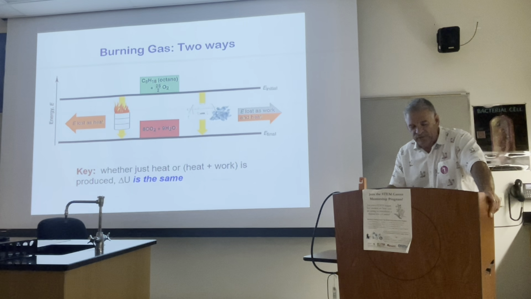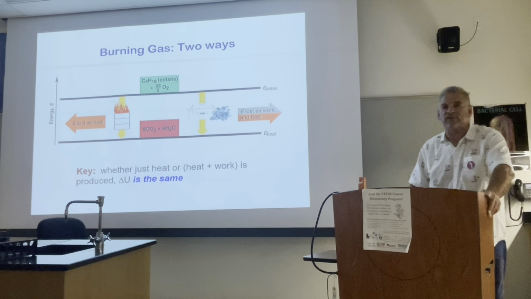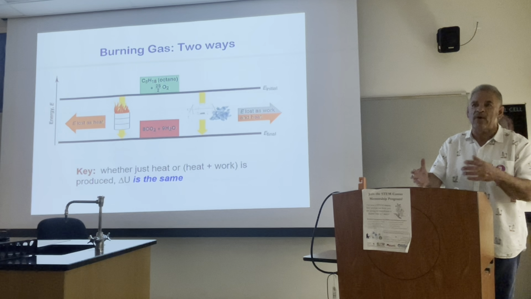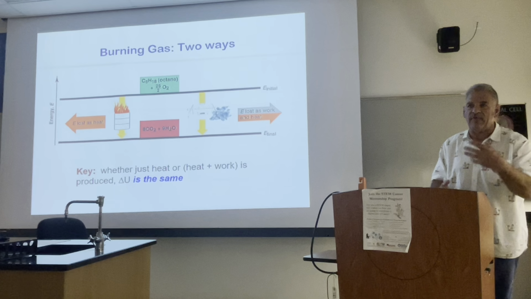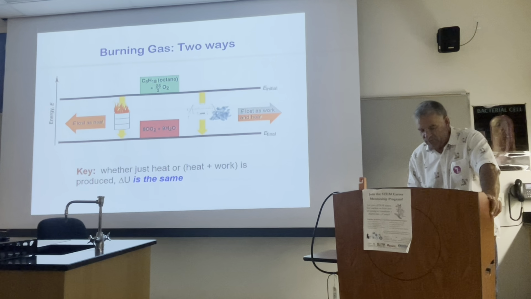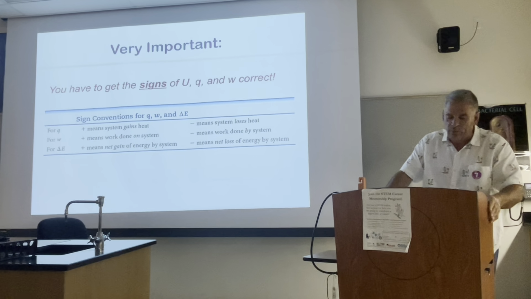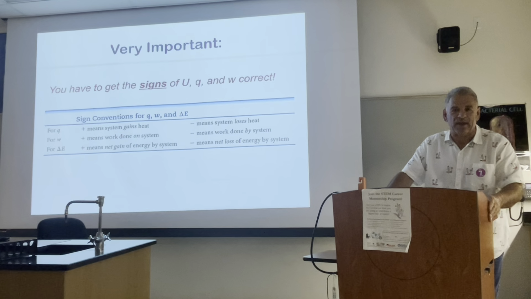So the key is whether just heat or heat and work is produced, delta U is the same. The change in energy is composed of heat and work. If heat is 0, work is the entire change of energy, or any combination of the two. So you should get the signs of U, Q, and W correct, if nothing else.